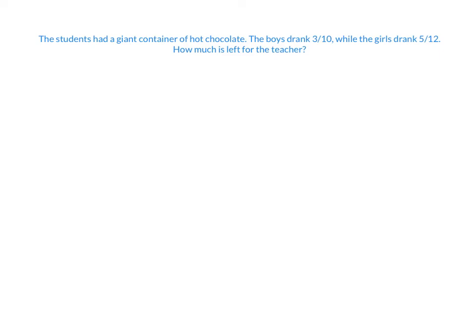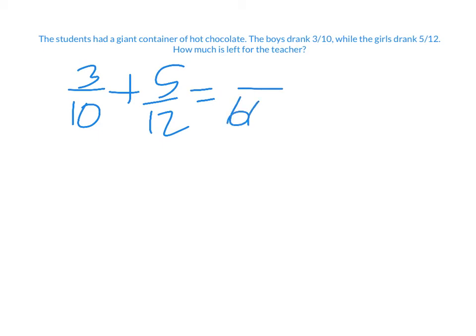Alright, so I can see that I have one giant container of hot chocolate, and the boys drank 3/10 while the girls drank 5/12. I want to know how much they drank together, and then I need to figure out how much is left for me, the teacher. So I've got 3/10 plus 5/12. I'm going to save some time, and I already know that my LCM of 10 and 12 is 60. We're still working on proving that in class.